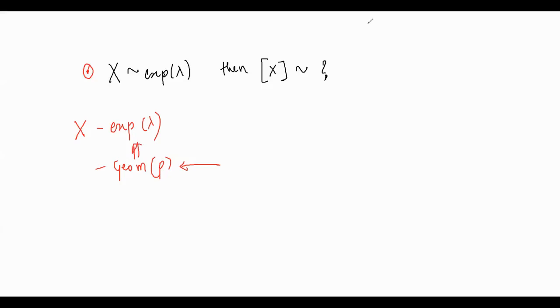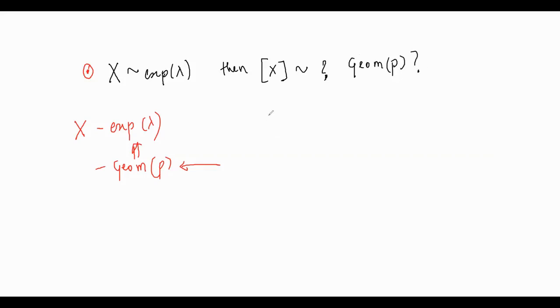So you can understand easily that floor of x is a discrete value and x is a continuous exponential. This gives an idea that maybe this can be geometric with some p. And in fact it is. We will see how. That's our aim now. It's a very easy proof, guys, so let's try to prove it now.